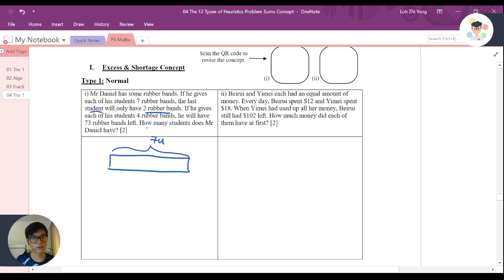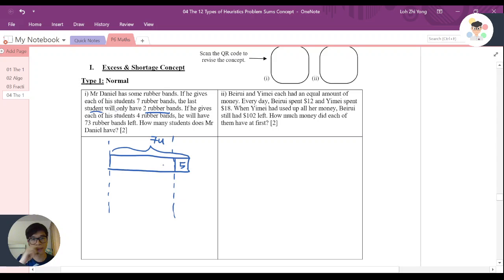2 rubber bands. Now, each student is supposed to receive 7. But if the last student only receives 2, it means that it is actually lacking how many? It's lacking 5, right? So it's actually lacking 5. Means that the number of rubber bands that Mr. Daniel has is actually 7 units, but not enough 5. So I need to minus 5. Okay? Means that this is the amount of rubber bands that Mr. Daniel actually has.